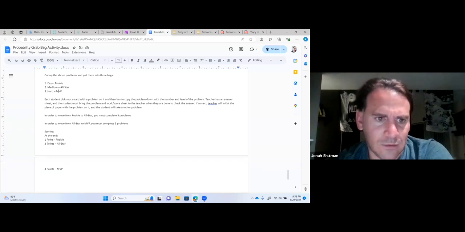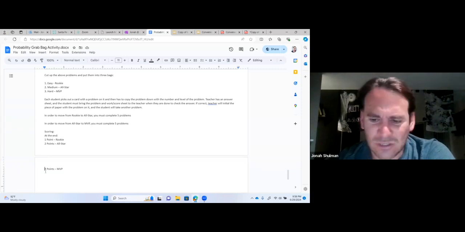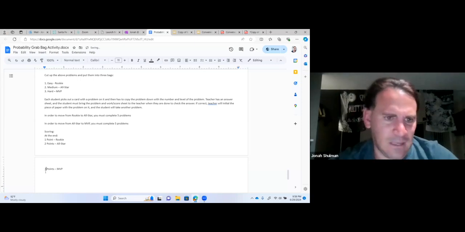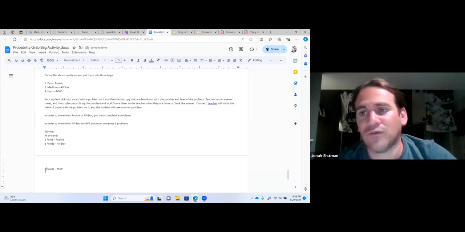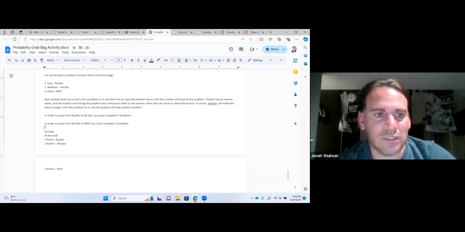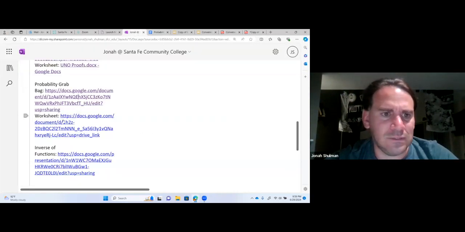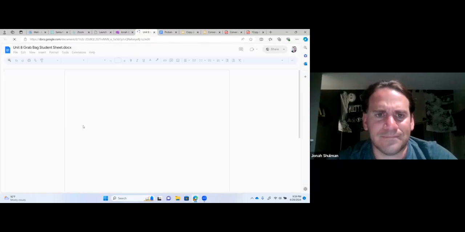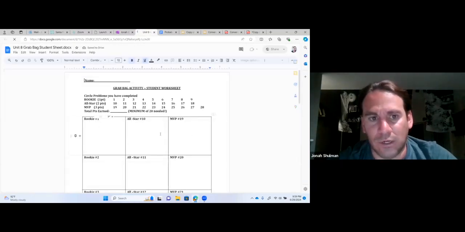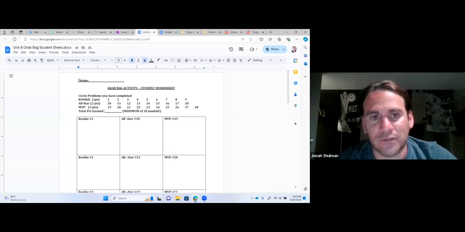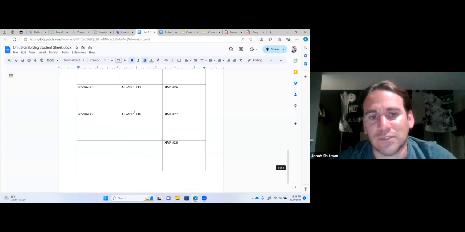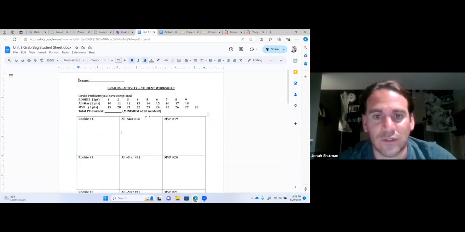So rookie is 1 point, all-star is 2. I usually do 3 points for MVP because I make it like basketball, like a free throw, a 2-pointer, and a 3-pointer. And I usually have basketball pictures when they try it. They just really like sports. Students really do well with sports. And students get this worksheet to go along with it, and they write all their work. 1 point, 2 points, 3 points, total points earned, and you have to get a minimum of 20. And students like it because there's competition and things like that. So here's all the things where they write it in.